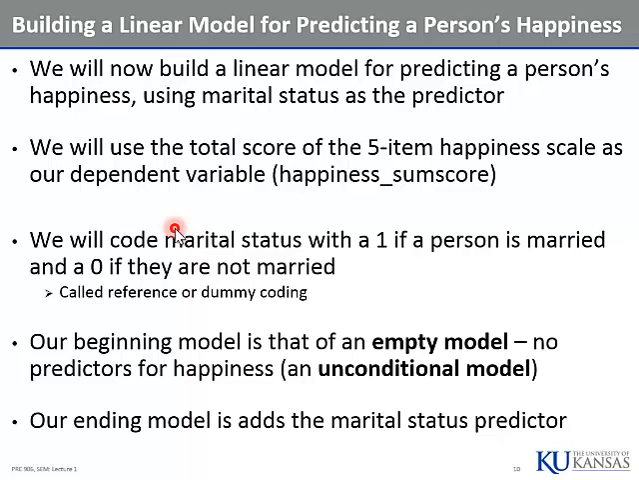We are also going to code marital status with a 1 if the person is married and a 0 if the person is not married. We call this reference coding, if you remember from the linear models. We're actually not going to see this in a lot of structural equation models until we get into multiple group analyses, but it does exist. Sometimes we call it dummy coding.